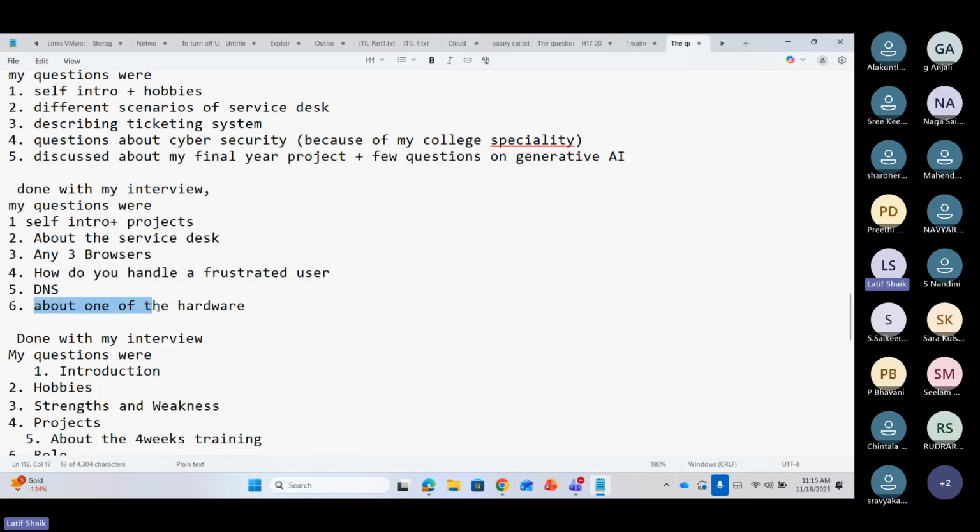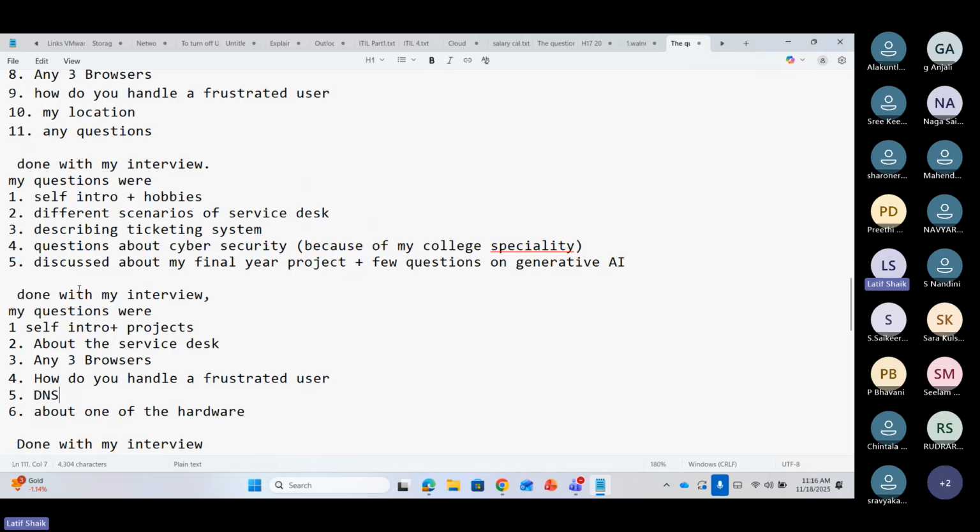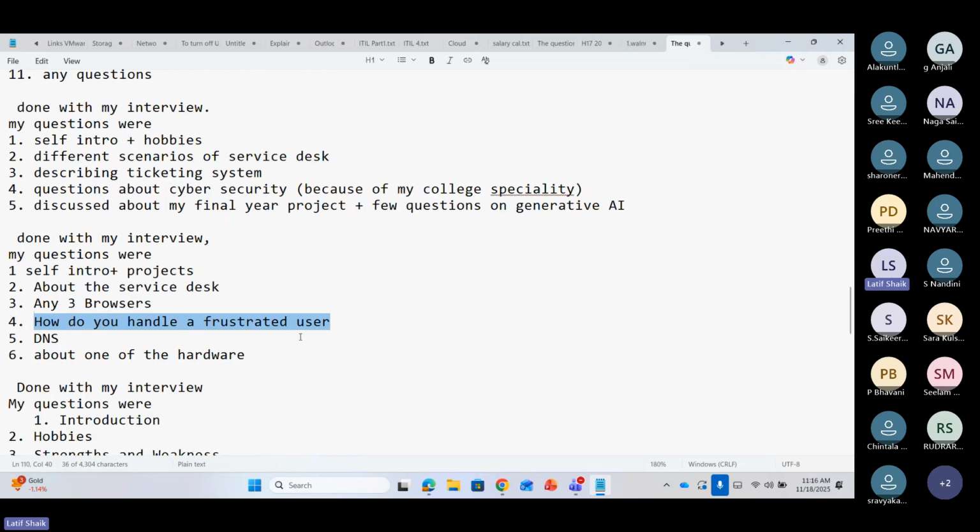About hardware, maybe some hardware components like CPU, RAM, they might ask questions. DNS. How do you handle a frustrated user or customer? A frustrated customer, how do you handle the situation? How do you handle a frustrated customer?